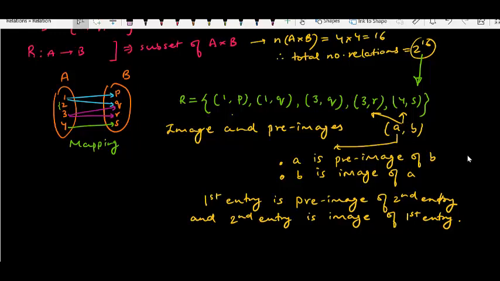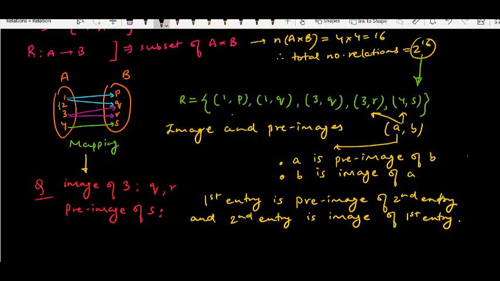Now for example, in this particular mapping, suppose I ask you: what is the image of 3, and what is the pre-image of S? The images of 3 are Q and R. What is the pre-image of S? The only pre-image of S is 4. Alright, so this is the idea of image and pre-image.